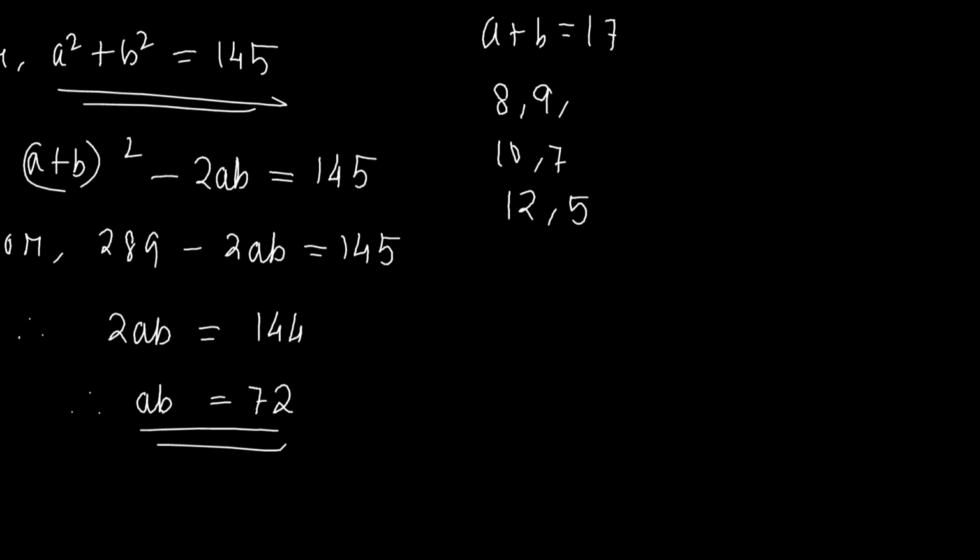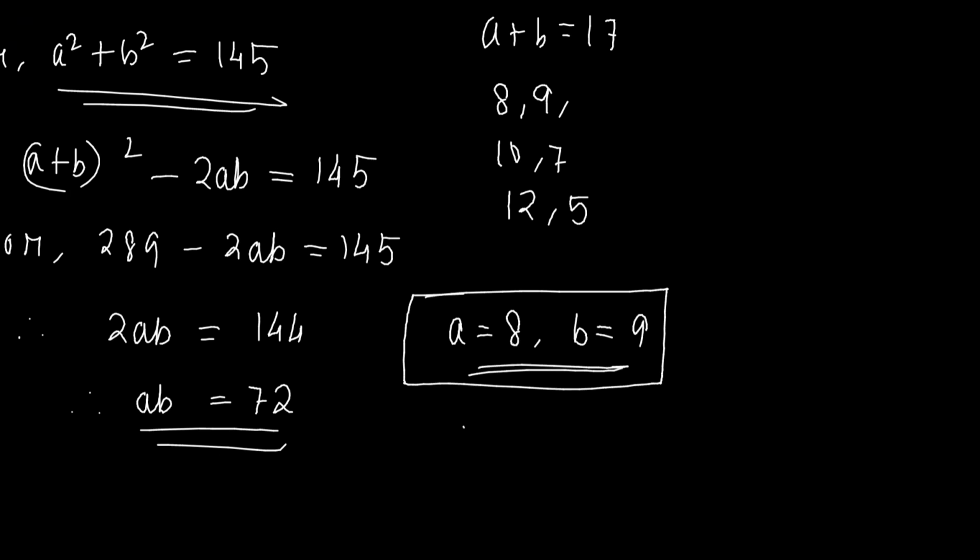For doing it easily, I'm just doing it this way, or you can find A minus B, then do simultaneous equations and find it out. Or you can take a quadratic also, letting T be in terms of A plus B. So 8, 9 is the final answer, that is A equal to 8 or A equal to 9, or B equal to 8 or B equal to 9. So A comma B is 8 and 9. This is the final answer.